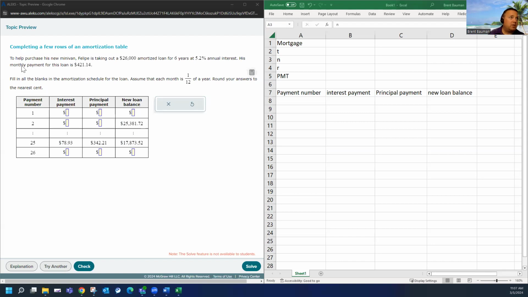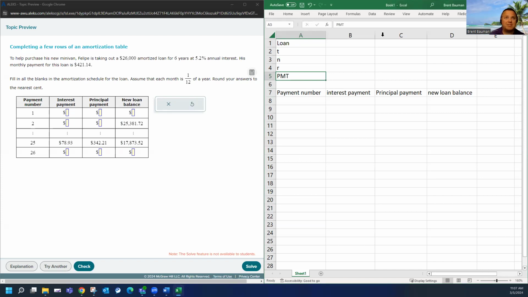So we're dealing with a purchase of a minivan. So I guess this could be just loan. It's not a mortgage since we're dealing with a purchase of a minivan and not a house. So we have our loan. We have T for years, N for how many times the payments happen, our rate, and the payment that we're told is given. So this is the given information.